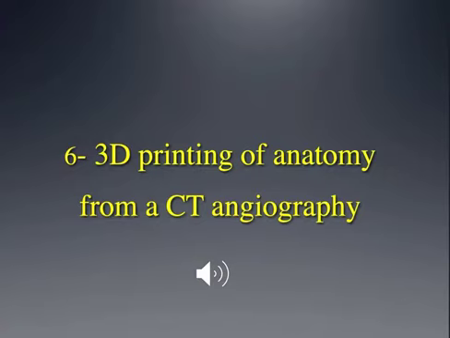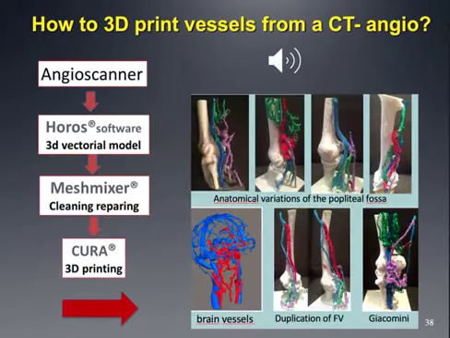The last chapter is about the 3D printing of anatomical models from a CT angiography. So how to 3D print vessels from a CT angiography? This slide is showing our methodology. We start with our software, which is using the data of the CT venography, which are in a DICOM format. This software is providing a 3D vectorial model.